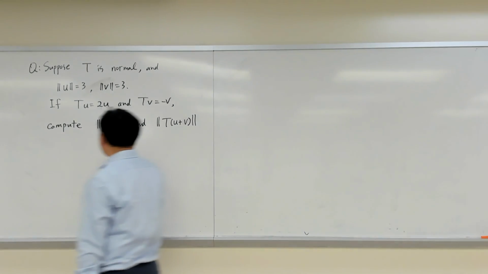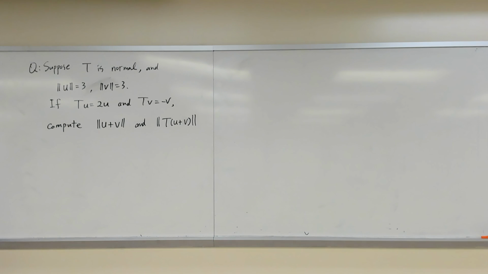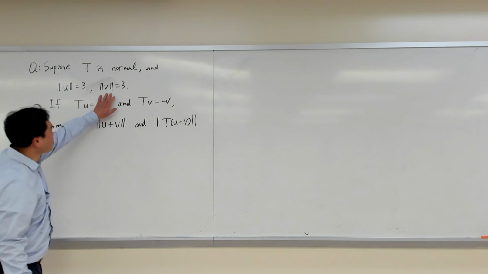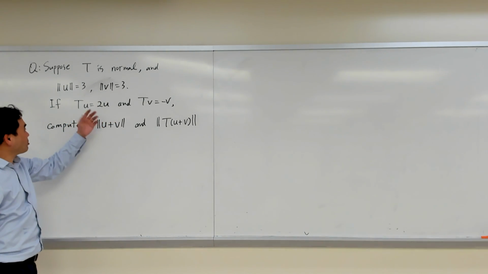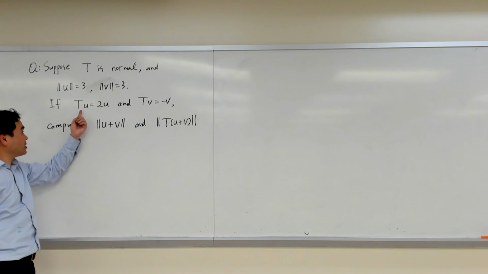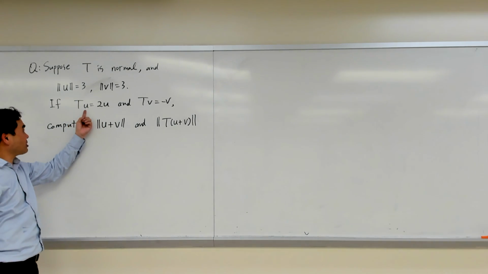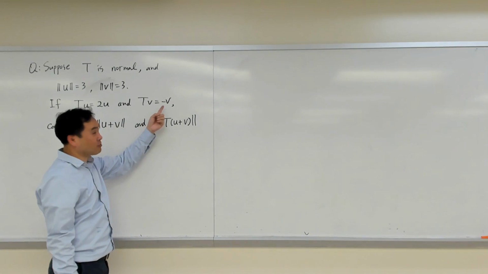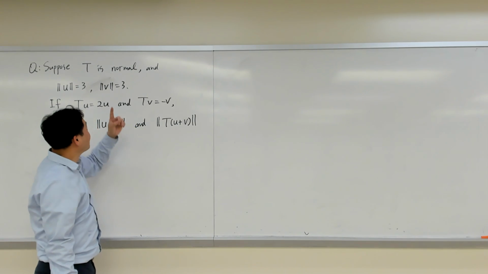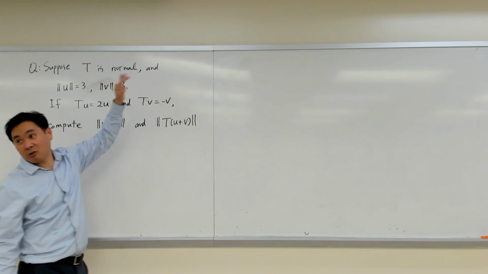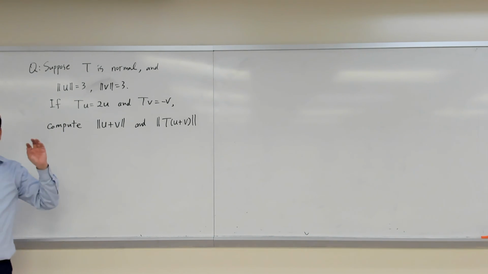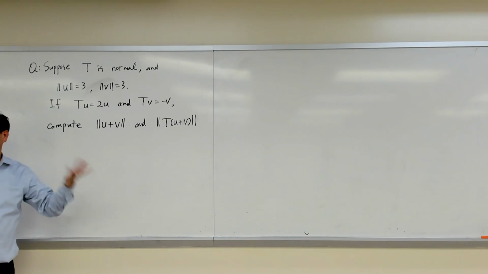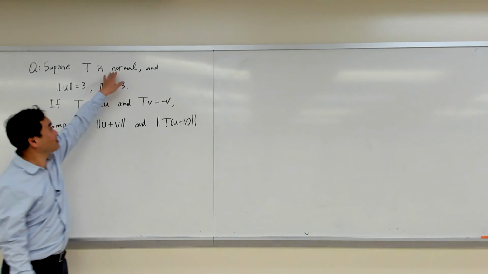Okay, so this is a variation of an example problem from the book. You're given some non-zero vectors, and you're given these two equations, but if you inspect these equations carefully, you see that this means U is an eigenvector for T with eigenvalue 2, and V is an eigenvector for T with eigenvalue -1. And we also remember that for normal operators, eigenvectors with two distinct eigenvalues are orthogonal. Normal, that's where that name comes from.